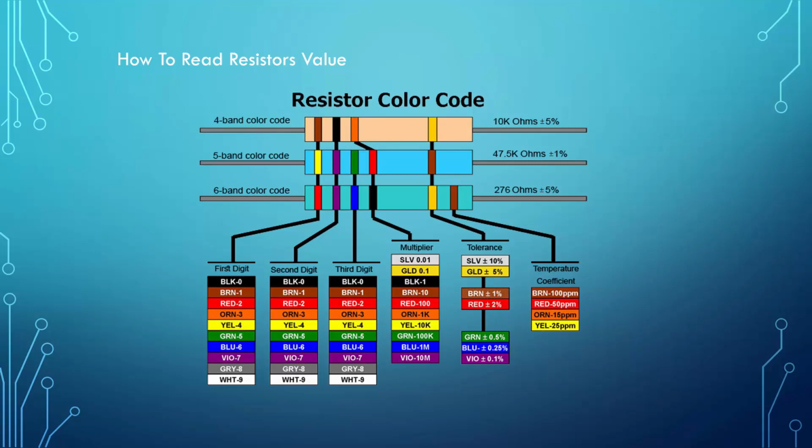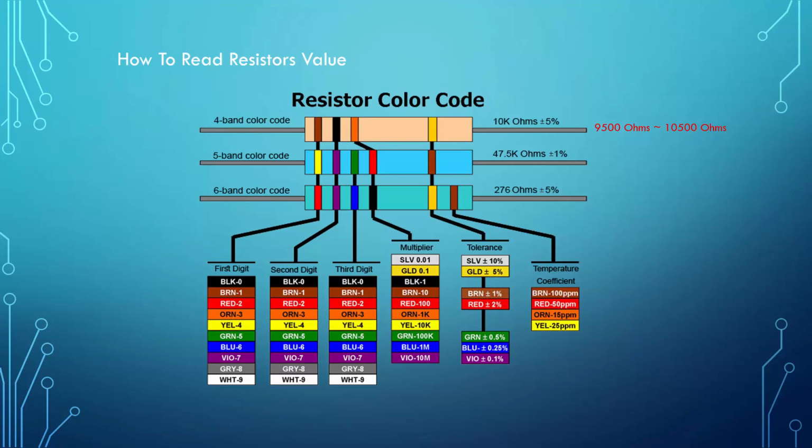The last band indicates the tolerance. In our case, it is gold, which indicates that our actual value will be within 5% of its value, more or less. 5% of 10 kilo is 500 ohm. So our actual value will be something between 9,500 ohm to 10,500 ohm. 5-band resistors have a third significant digit band between the first two bands and the multiplier band. 5-band resistors also have a wider range of tolerance available.